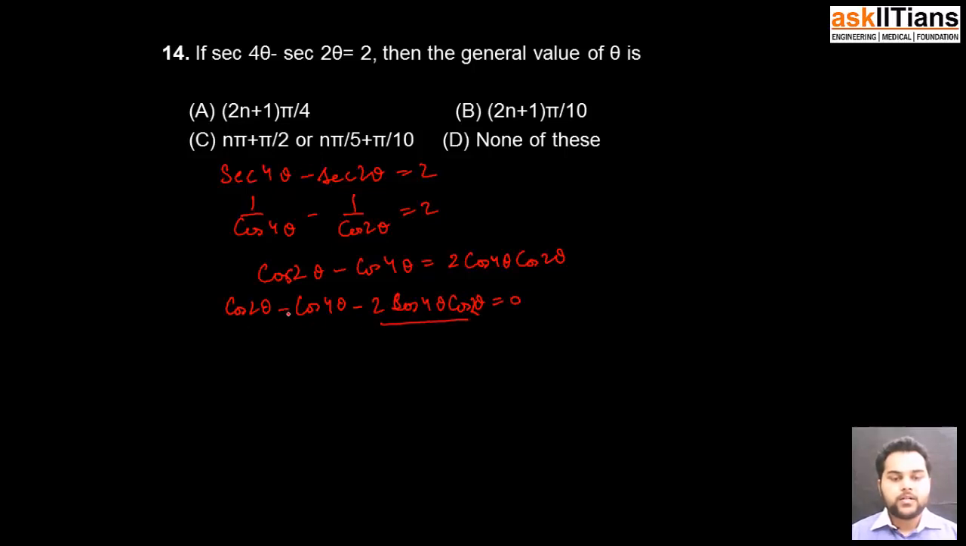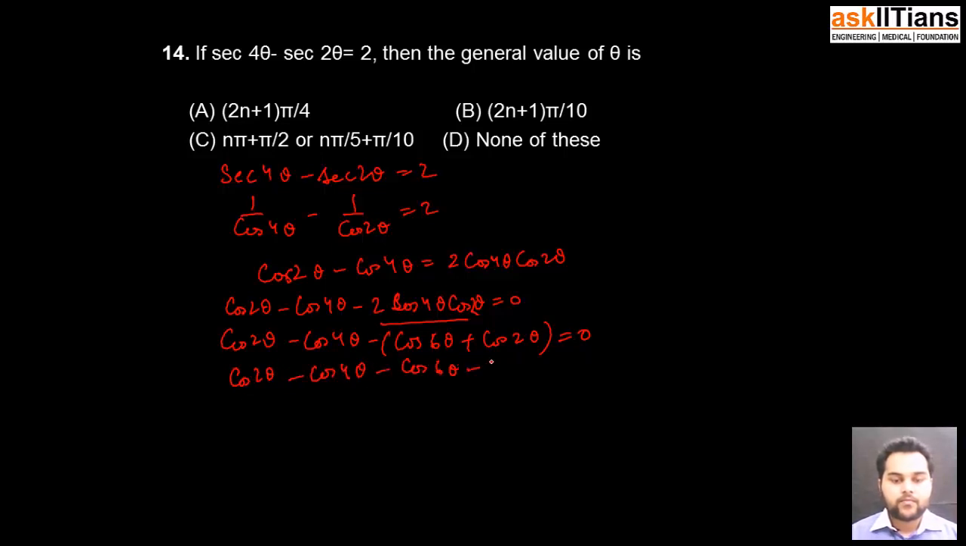Now I would expand this to get cos 2 theta minus cos 4 theta minus the expansion of 2 cos 4 theta cos 2 theta, which is cos of 6 theta plus cos of 2 theta, is equal to 0. Cos 2 theta would cancel out, giving me cos 4 theta plus cos 6 theta is equal to 0. I would apply the C and D formula. 2 cos of (c plus d) by 2, that is 4 plus 6 by 2, is 5 theta, and cos of (6 minus 4) by 2, that is theta, is equal to 0.